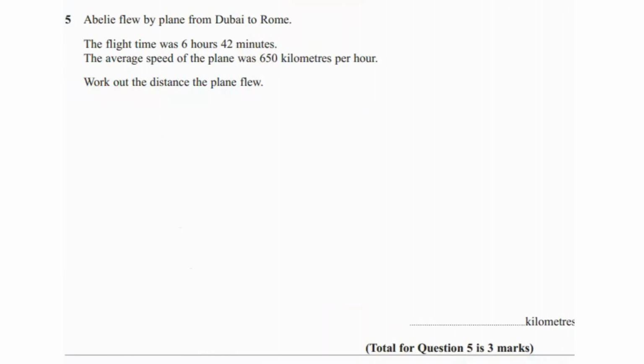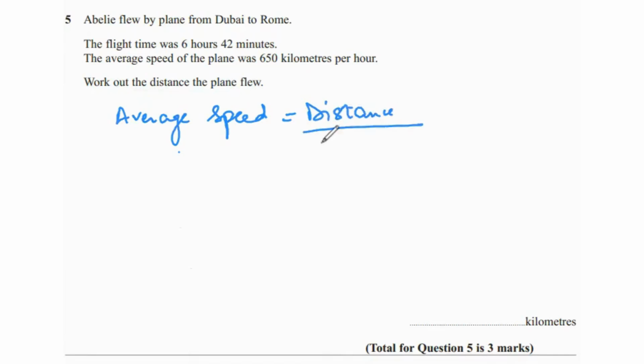Then the next type of question you can get is that Abelai flew by plane from Dubai to Rome. The flight time was 6 hours 42 minutes. The average speed of the plane was 650 kilometers per hour. We have to work out the distance the plane flew. Average speed has the formula of distance divided by time. Average speed is given as 650 kilometers per hour. Distance is what we're trying to find.